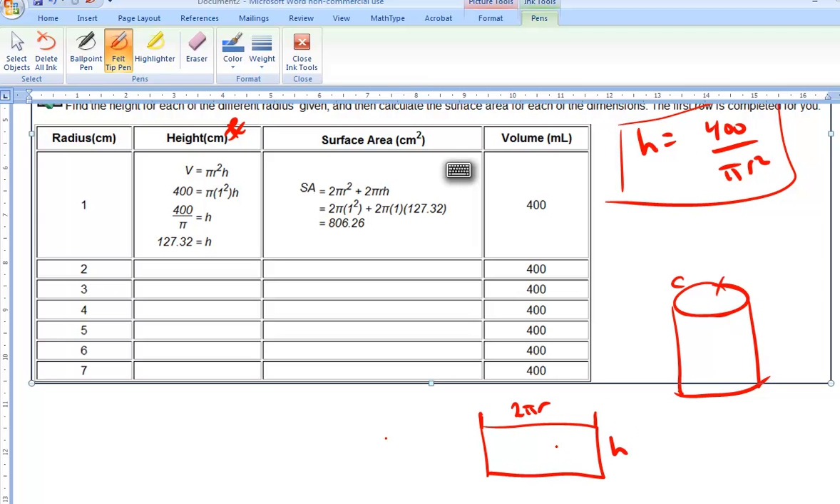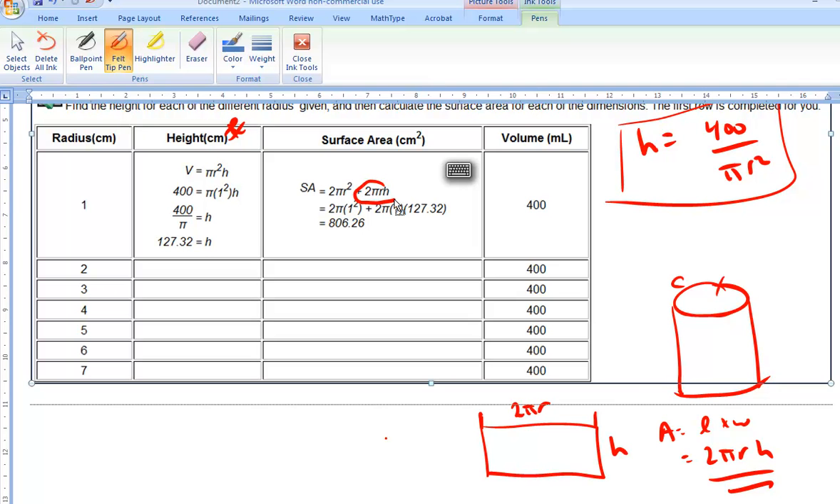So for this one, the area of that piece of paper is length times width, or 2 pi r times h. Okay? And that's what they've done up here. Surface area is going to be 2 pi r h.